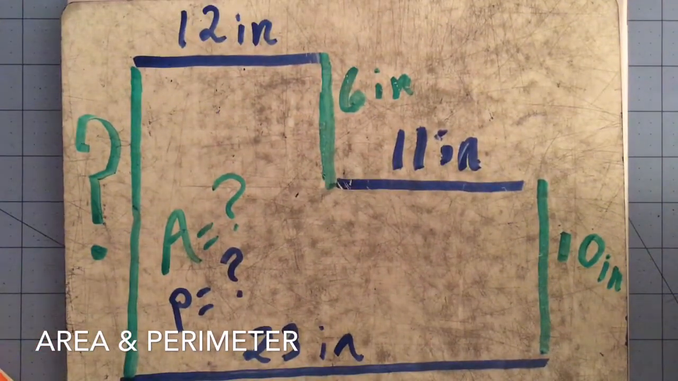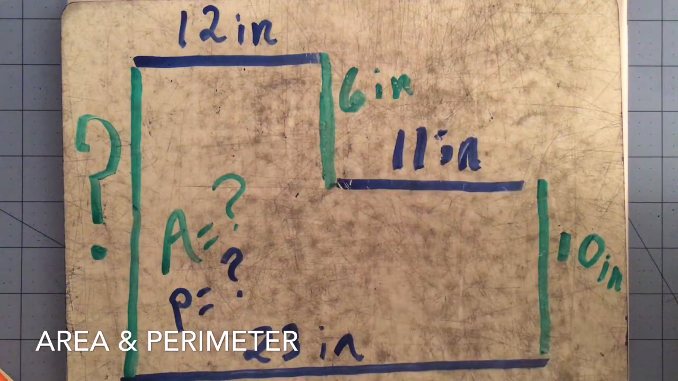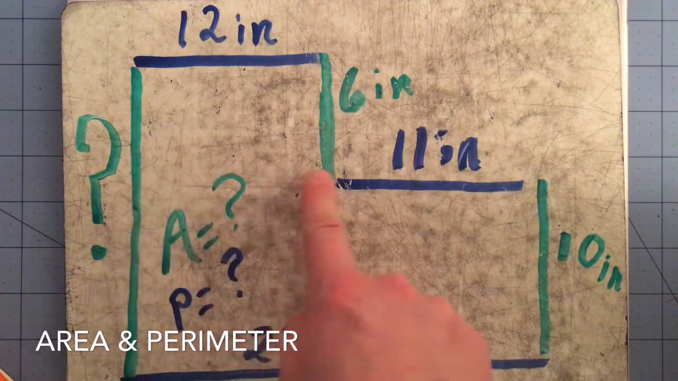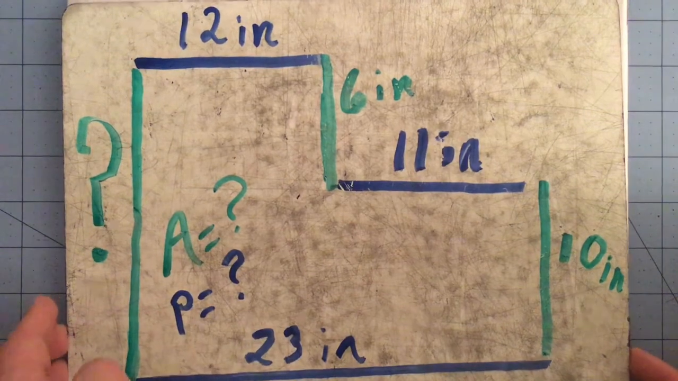Ladies and gentlemen, let's tackle that area and perimeter question from yesterday. So I posed this to you on Monday morning. What is the area and perimeter of this irregular polygon? I gave you 2 hints. It is a 6-sided shape, and you should partition it into smaller rectangles to calculate the area. Let's look at how to do that.